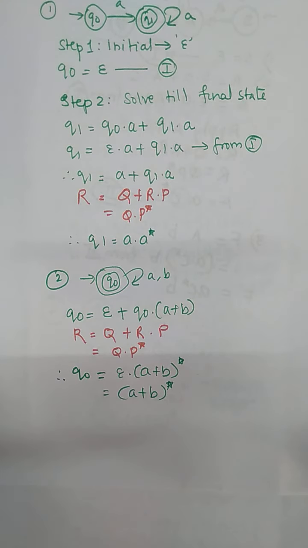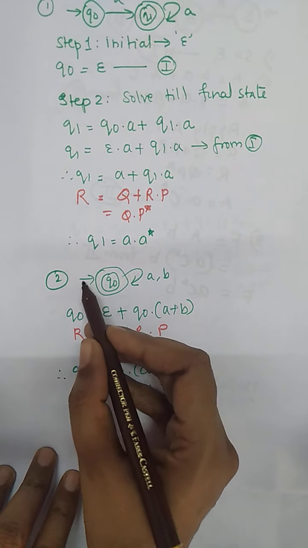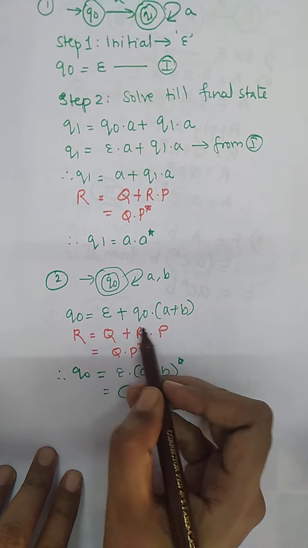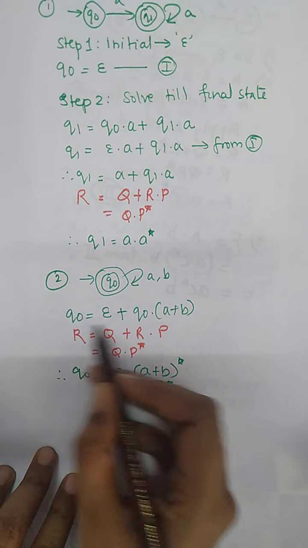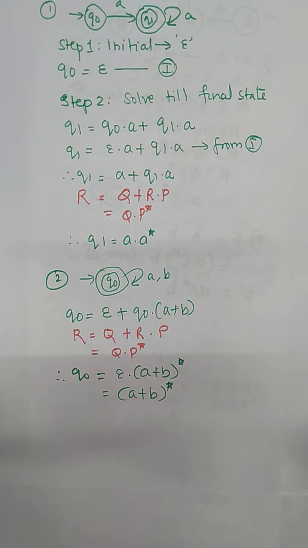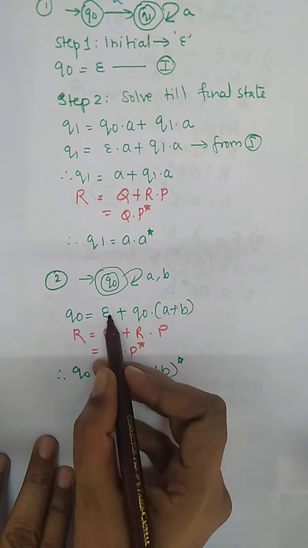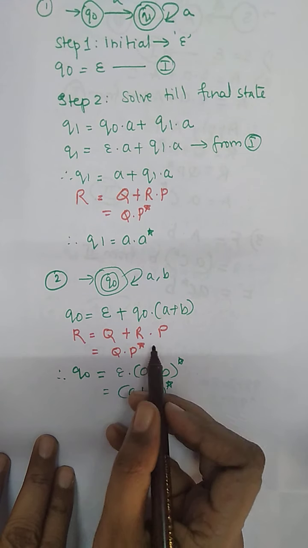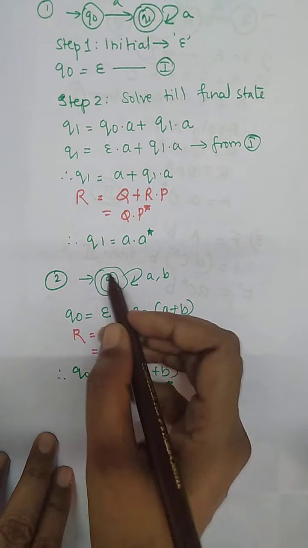Now the second DFA, how many incoming arrows? 2. So for this incoming arrow we have epsilon. For this incoming arrow from the Q0 only will be Q0 dot A plus B. Now we can find out whether it is having the matching requirement of Arden's theorem. Yes. So this will be R, this will be Q, this is R, and this is P. I can reduce this to Q dot P asterisk. So epsilon into A plus B, the whole asterisk will be your answer for your given DFA.